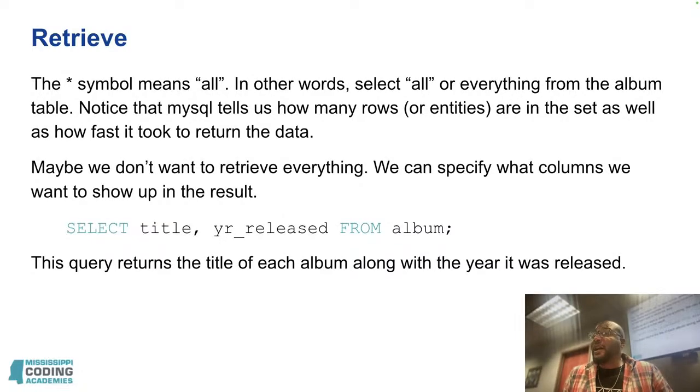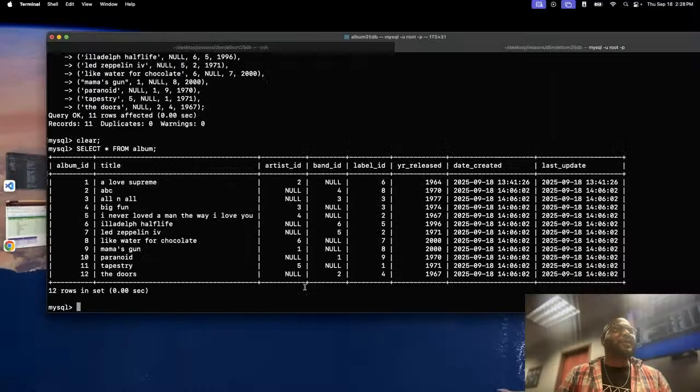A lot of times, most times, we don't want to retrieve every single thing. Sometimes there are just pieces of information that we want. We don't want the whole table, or everything from the table. Maybe we just want to get the title. Maybe we want the year released. So how can we do that? We simply do that by using select and then specifying which fields we want to select. Here I'm going to say select title and year released from album. I'm going to separate each field with a comma. So let's do that.